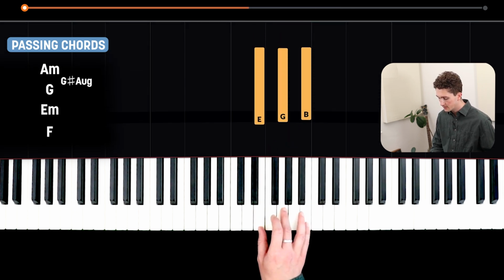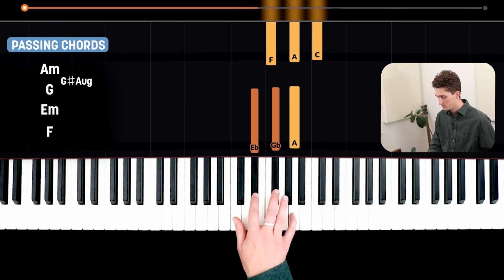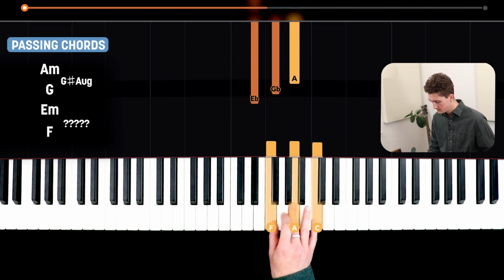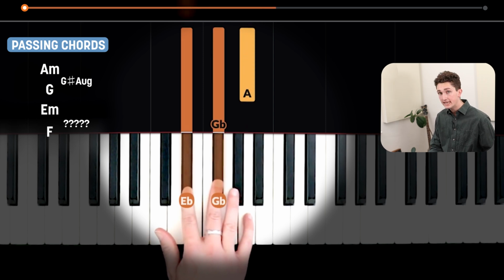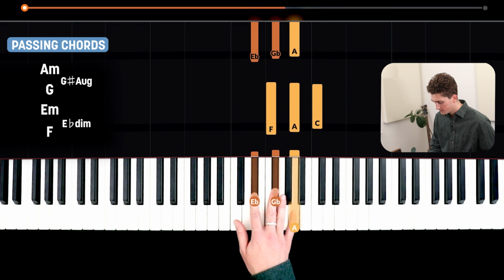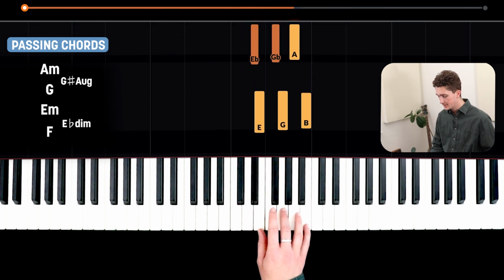So what I'm going to do is this, I'm going to do E minor, and then I'm going to go to this chord. So what was that chord? That is an E flat diminished triad. So what we get is this.